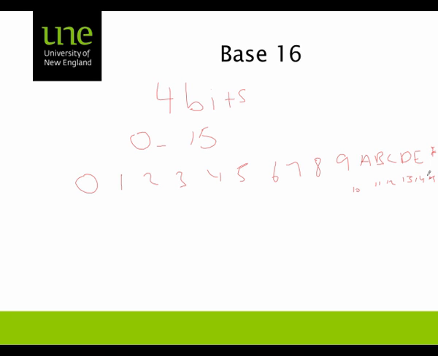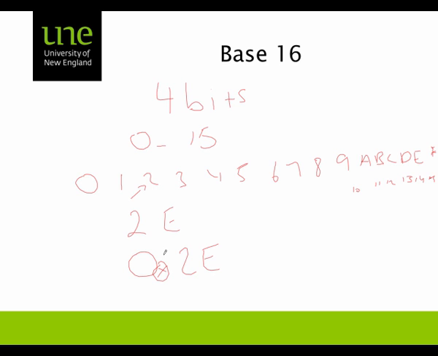So that's base 16. So a base 16 number of, say, 2E is essentially 2 and 14. A little bit confusing. We represent hex usually with a 0x2E. This little thing here represents hex. So I need 4 bits to represent a hex number.